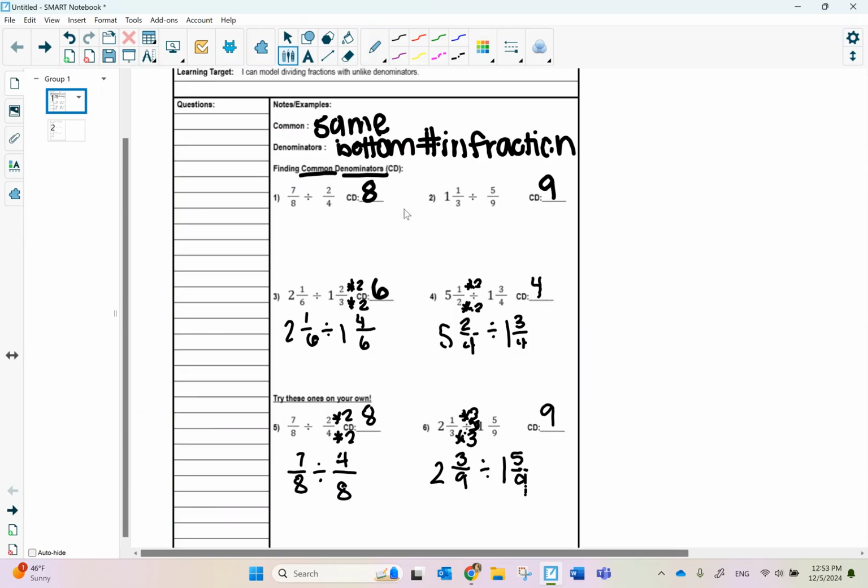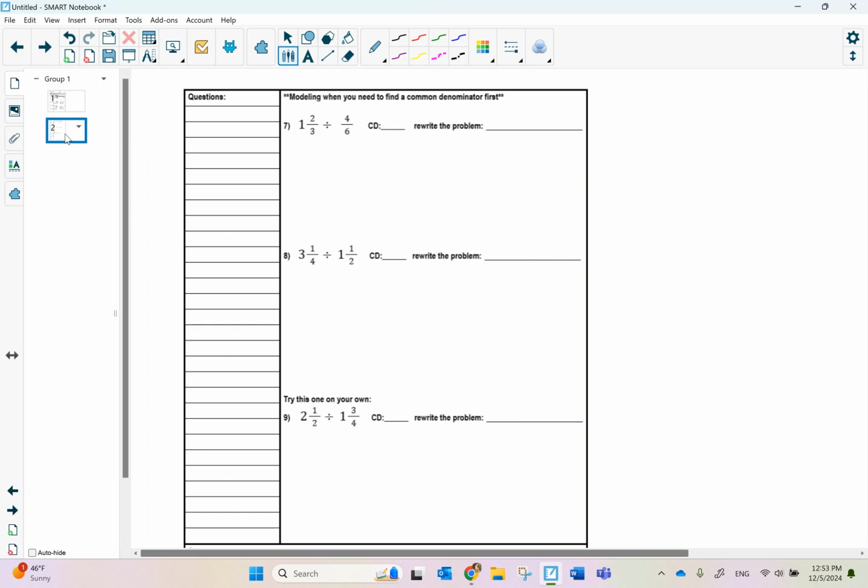Okay, so the first step for when they do not have a common denominator and we're drawing models is you make a common denominator. So now let's add in the modeling part. Okay, first thing we do is make that common denominator.